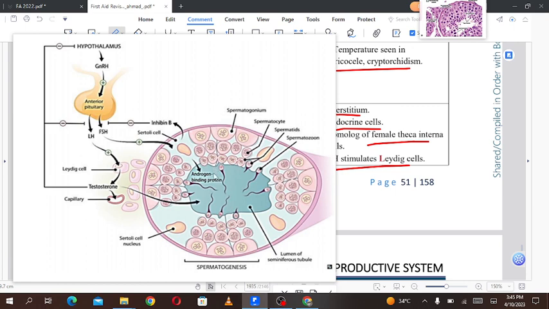Then the 7-up pathway: seminiferous tubule, then from there into the epididymis, then into the vas deferens, then to the ejaculatory duct. 7 is for nothing, U is for the urethra, and P is for the penis. So that is the pathway they follow.